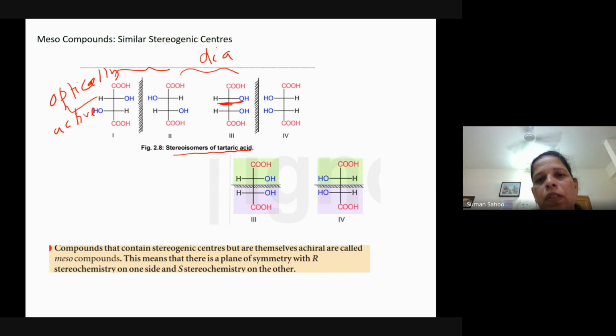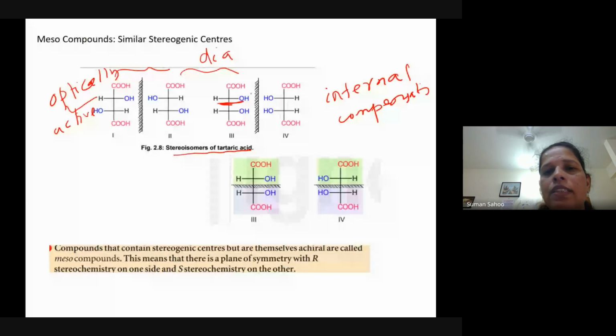Meso compounds are optically inactive due to internal compensation. If this half rotates the plane polarized light in this direction, the other half will rotate the plane polarized light in the opposite direction. So they are optically inactive. That is known as internal compensation, because the upper half is exactly the mirror image of the lower half, or there is a plane of symmetry. So these compounds are known as meso compounds.